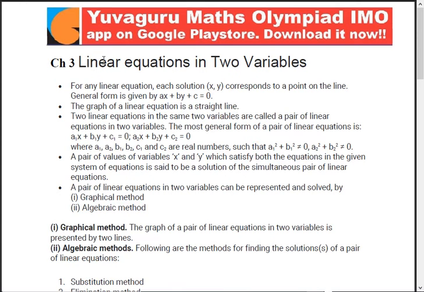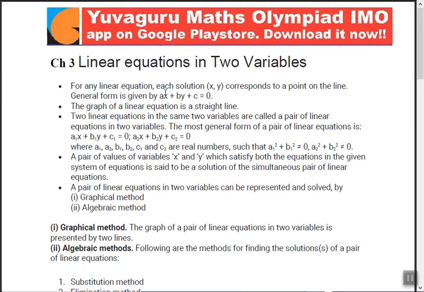So let's start with the theory. Linear equations in two variables. Firstly, what is linear? Linear means the degree of x and y, or z also if it is there, should be 1. Degree 1 means the highest power of x, y or even z should be 1. It should not be ax square or by square. Then the power is not linear. Okay, so that is the meaning of linear.